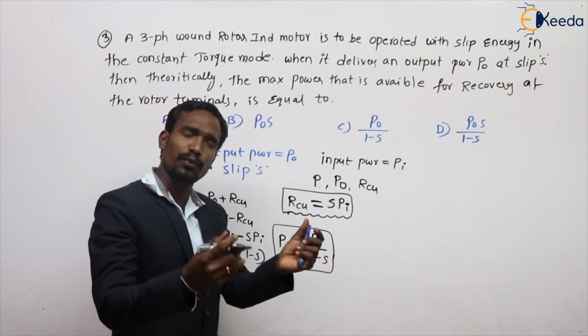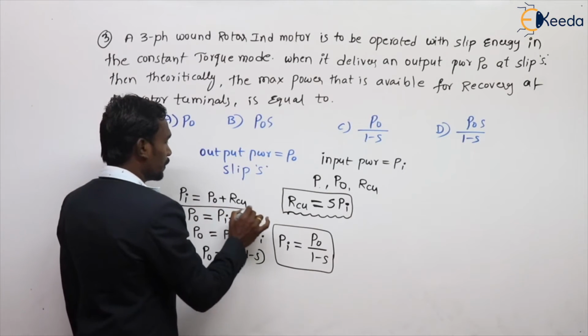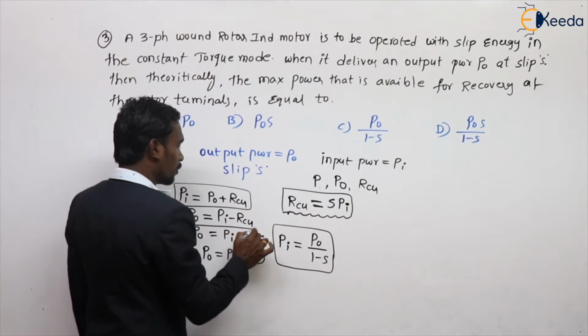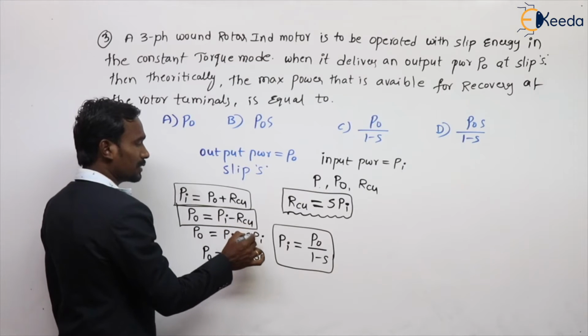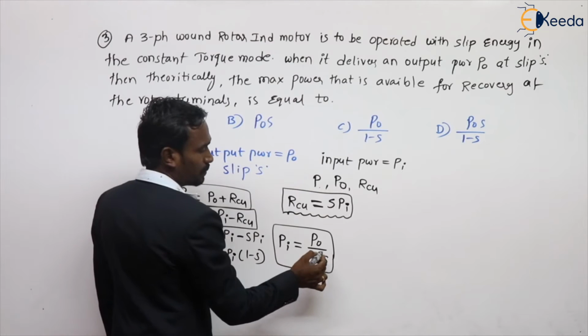You can get this answer from anywhere. Finally, rotor input is equal to output plus copper losses, nothing but output is equal to input minus losses. Input is Pi, copper loss is S into Pi. So output is equal to this much, input is equal to this much.